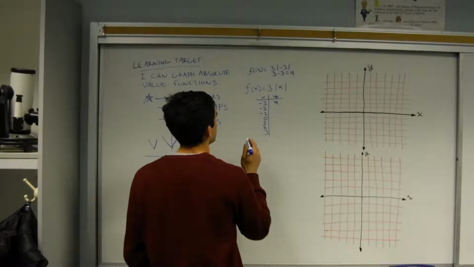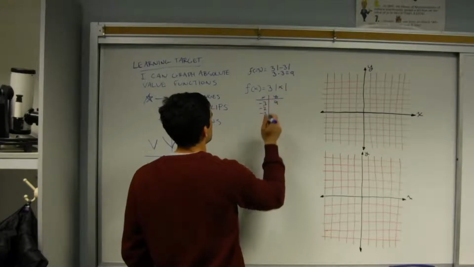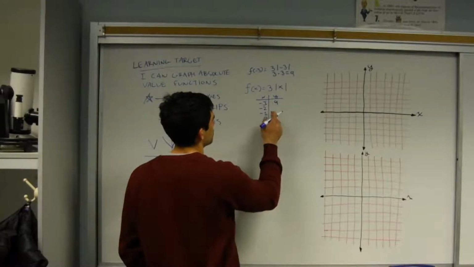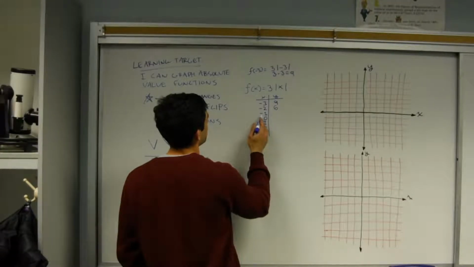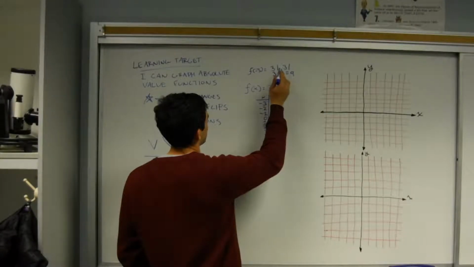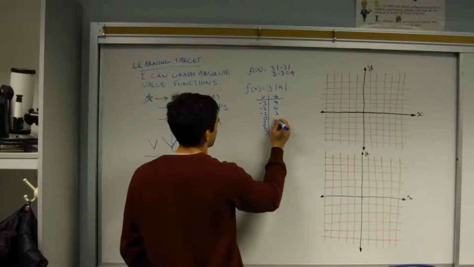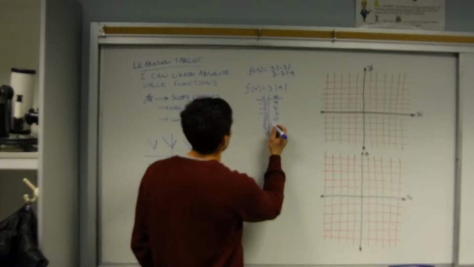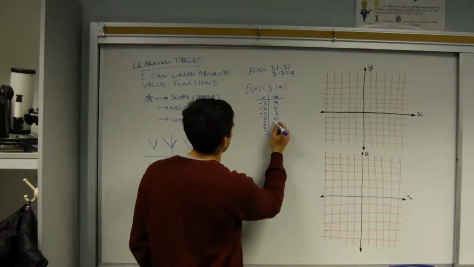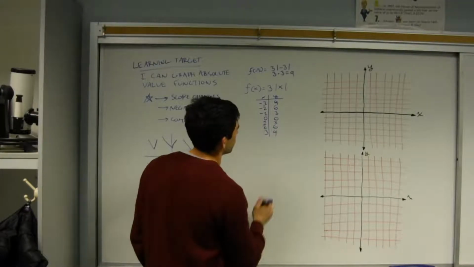F of -2 is going to be 3 times the absolute value of -2, which is equal to 3 times 2, which is equal to 6. F of -1 is going to be equal to 3 times the absolute value of -1, which is 3. F of 0 is just going to be equal to 0. And then we're going to start going back up again. So f of 1 is 3 times 1, which is 3. F of 2 is 3 times the absolute value of 2, which is 6. And f of 3 is going to be equal to 9.